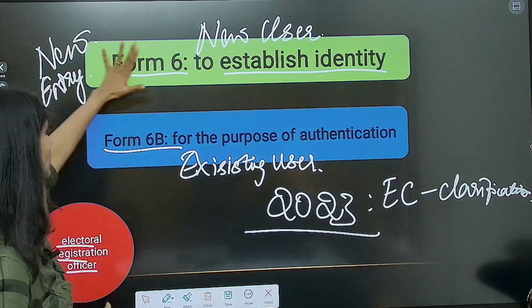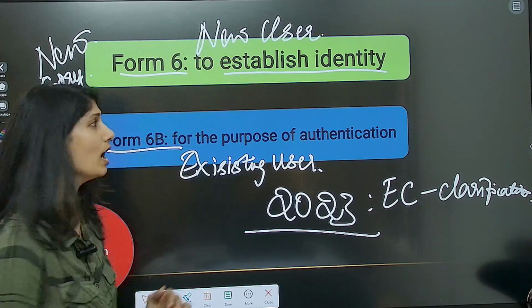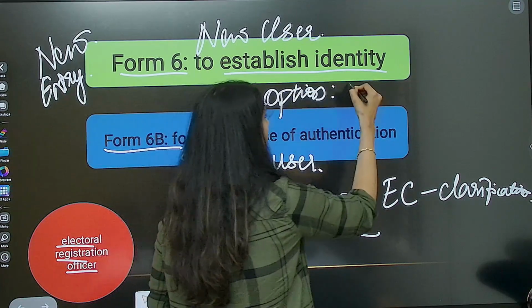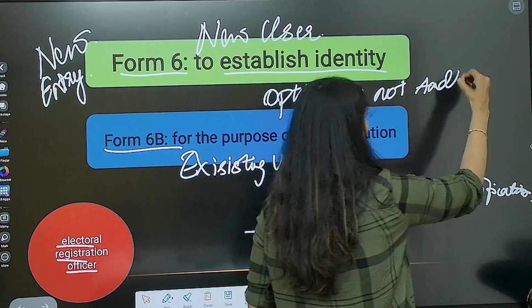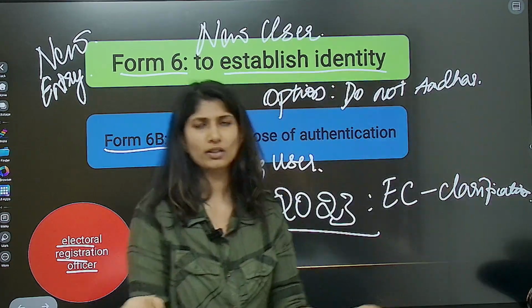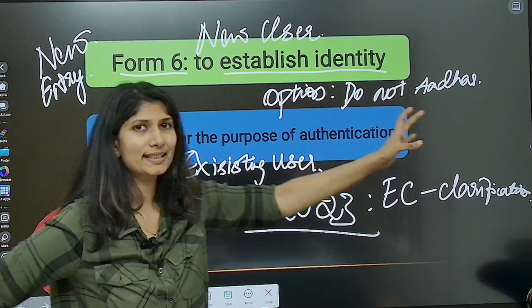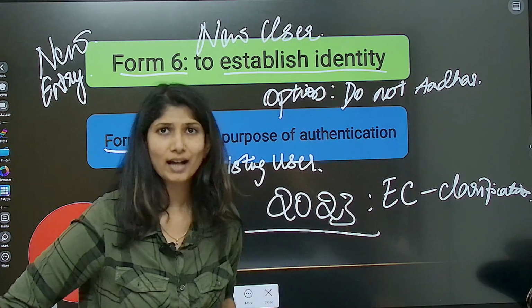See, we will first ask for Form 6, Form 6B. We will ask for other details. We also have an option wherein you can tell you do not have Aadhaar. It is a possibility, right? You may not be having Aadhaar. So you will provide the details that you do not have Aadhaar. So you are not able to provide the Aadhaar number.